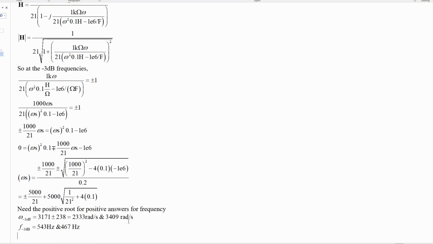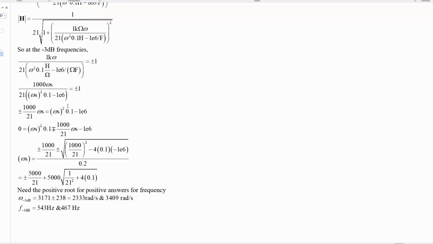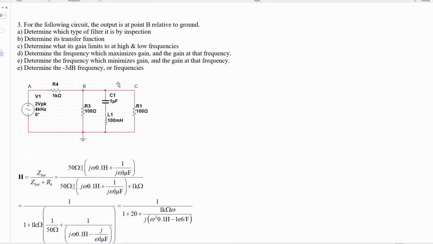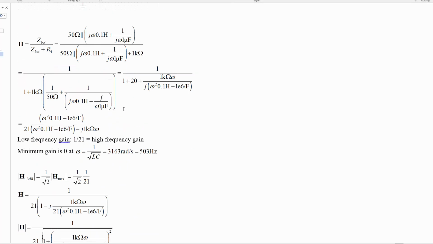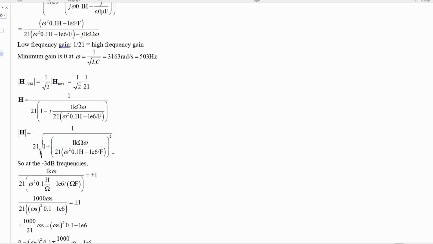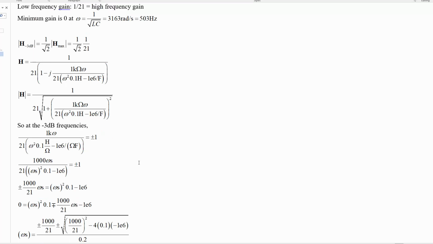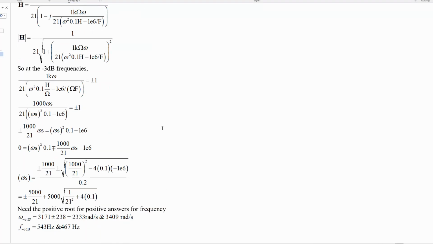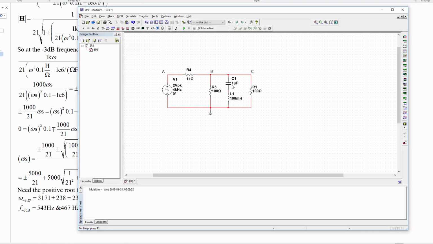Okay, then we calculated the 3 dB frequencies after we found the central frequency. Central frequency would be the notch for this one. So in that case, that's a minimum gain. It's where we have the L and the C balancing and canceling out their impedance. And then the 3 dB frequencies would be where the gain drops to 1 over root 2 of the maximum gain, which in this case is the gains at the extremes. So let's check out whether or not these 3 dB frequencies are the same as the ones that we get in the simulation of the circuit.